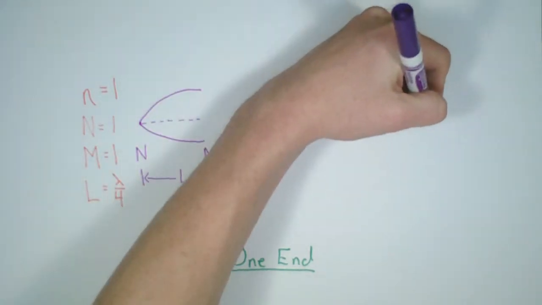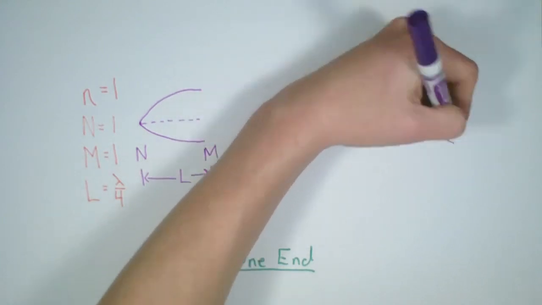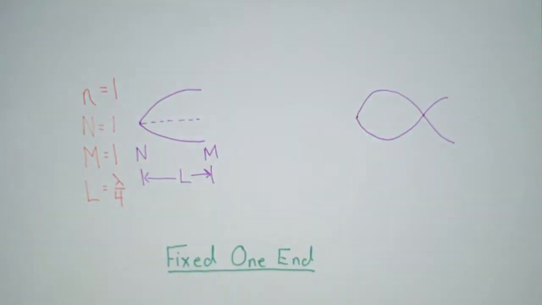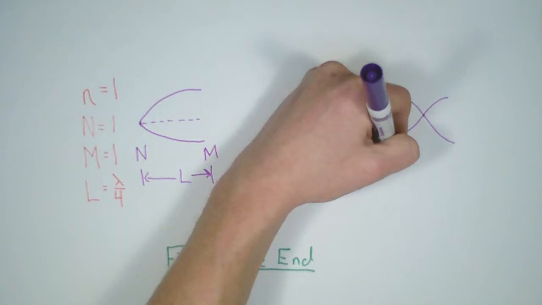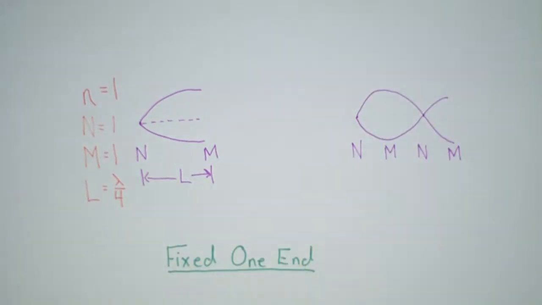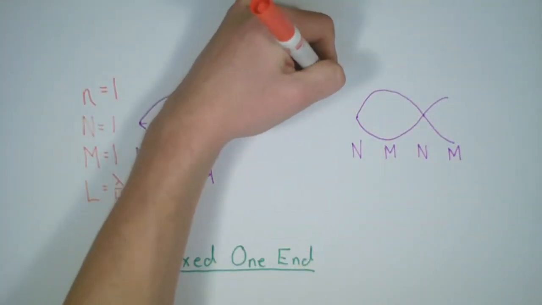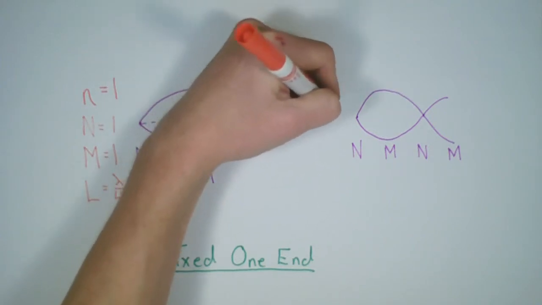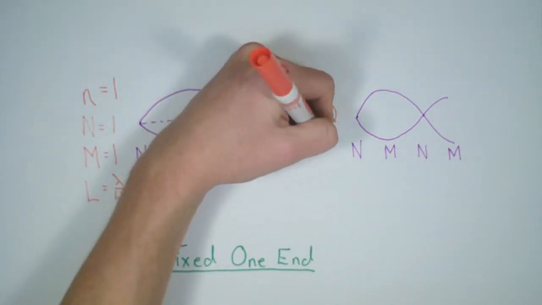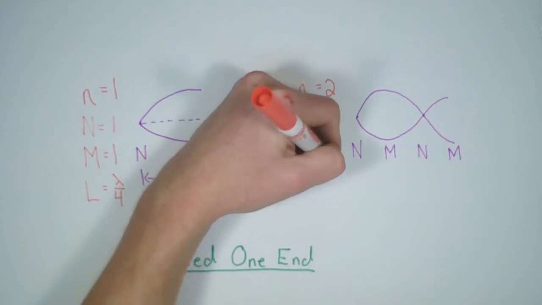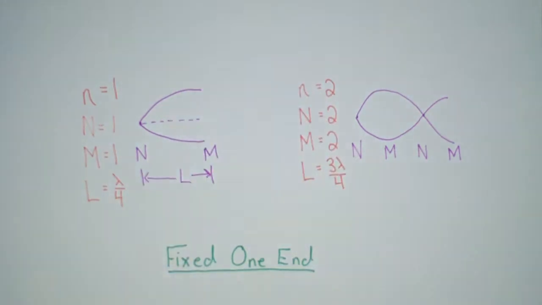And if we consider the second harmonic, in much the same way, we're going to add a node, same as we did with the fixed on both ends. And so now we have a node, a maxima, a node, and a maxima. So for the second harmonic, n is equal to 2, I'm going to see that there are 2 nodes, and I'm going to see that there are 2 maxima. Now what we see is that we have 3/4 of a wavelength along the length of the spring.